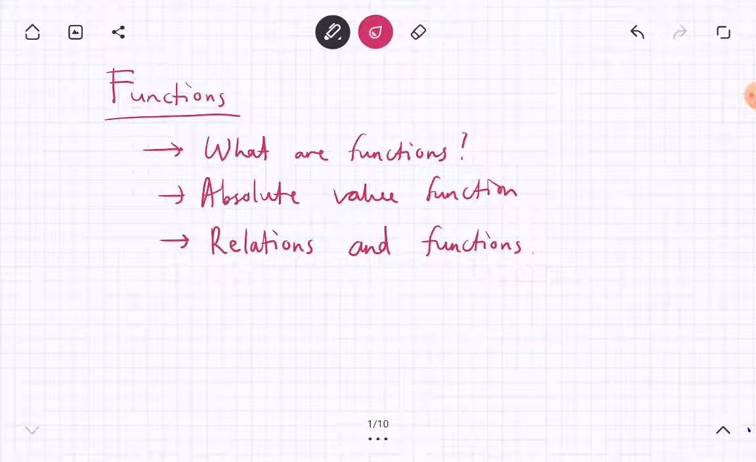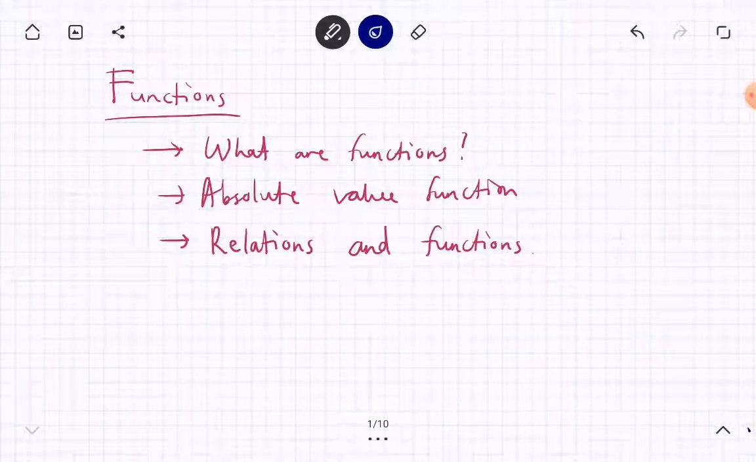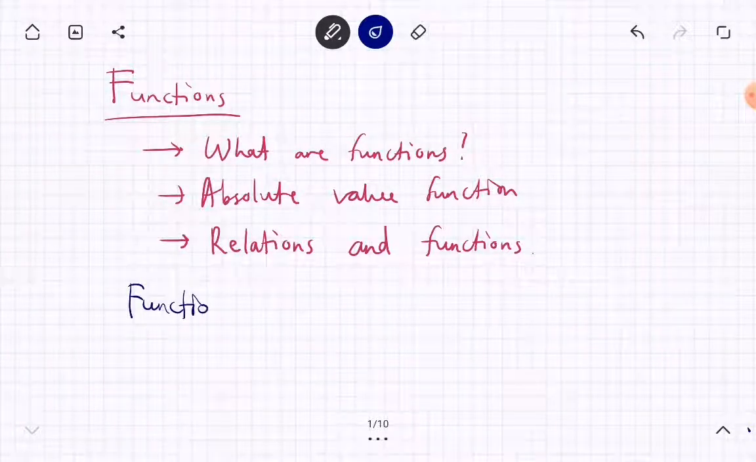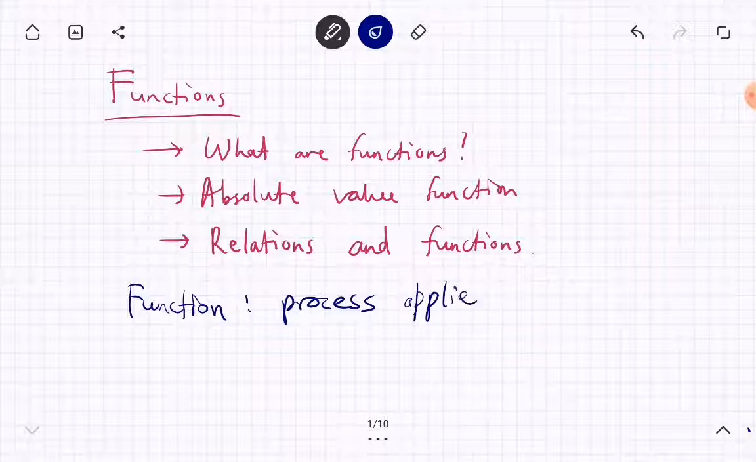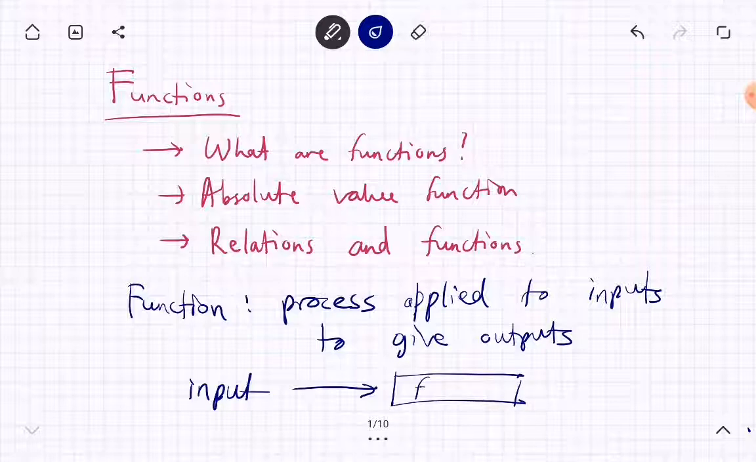Okay, now let's define functions. What is a function? A function is a process applied to inputs to give outputs. So you have an input, you put it into a machine or a process or whatever you want to think of, that would then convert it into an output.